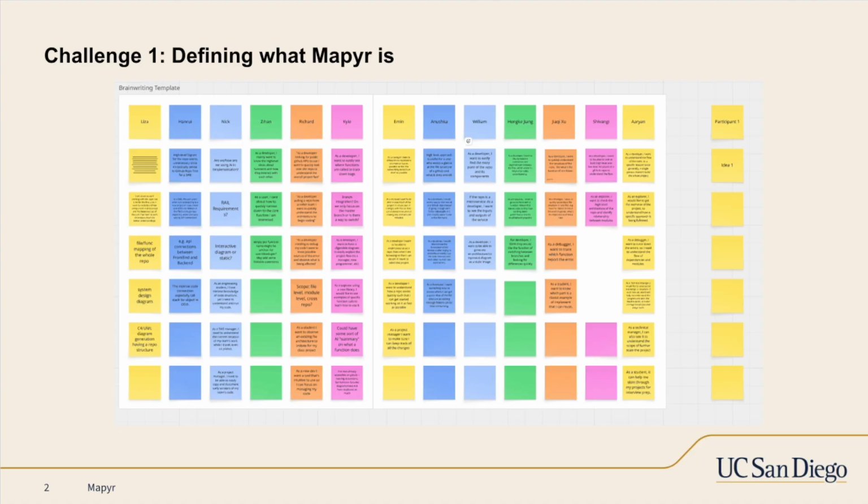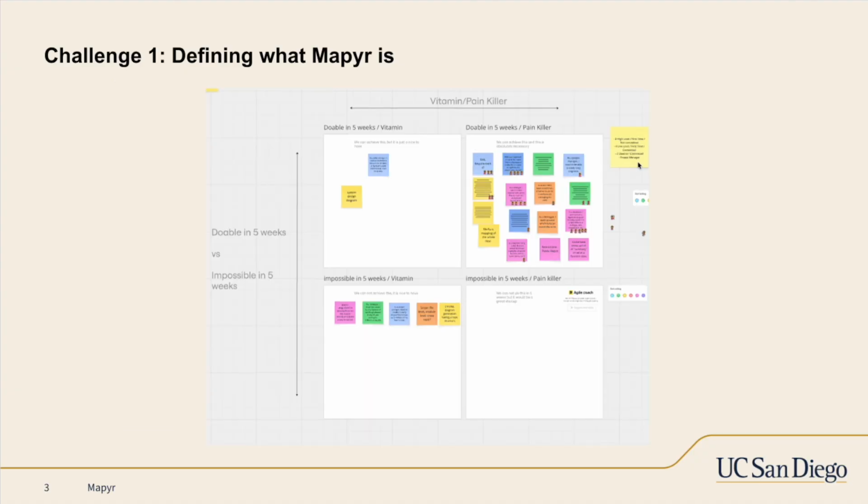But there were some issues. There were some things that were duplicates. There were some things that were going to take too long, and there were also some things that we felt were more necessary than the other ones. So we had to do some prioritization. We created a vitamin-painkiller matrix. You can see that there are 4 different squares here. We decide if an item is a vitamin or a painkiller, and vitamin here means it's a nice to have, whereas a painkiller is an absolutely necessary feature. And we also identified if a feature is doable in 5 weeks or impossible to do in 5 weeks.